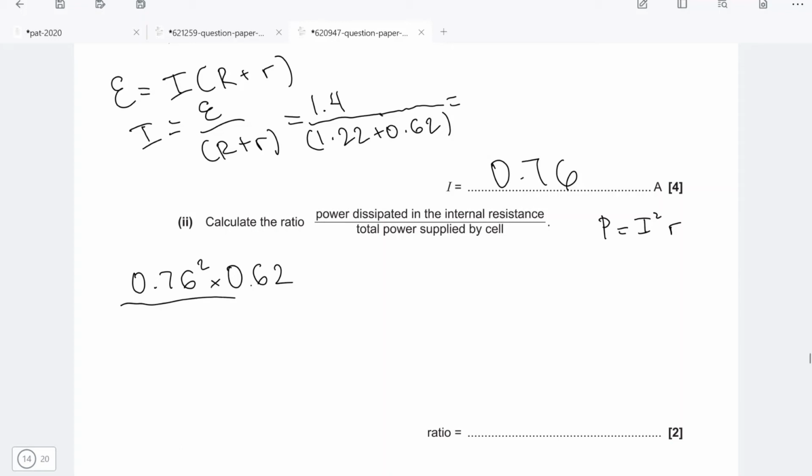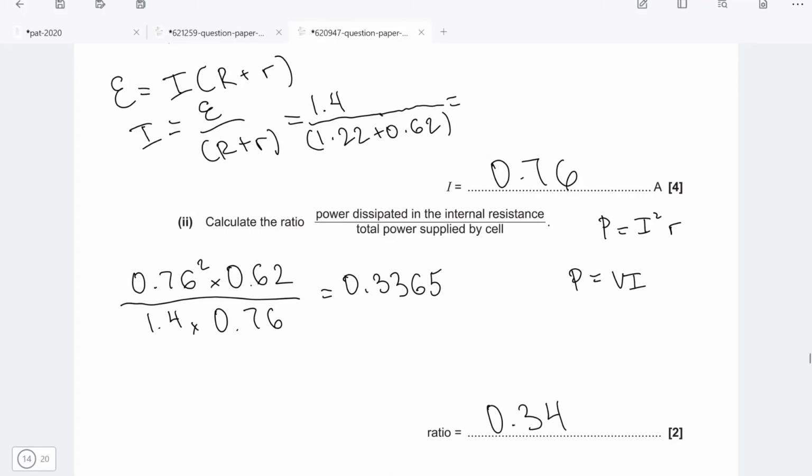Then we're going to divide that by the total power supplied in the cell. For that, I'm just going to use P is equal to VI, and our voltage or the EMF is 1.4 multiplied by the current, which is constant, so that'll be 0.76. Once we plug this ratio into a scientific calculator, we are going to get about 0.3365. So up to two significant figures, this will be 0.34.